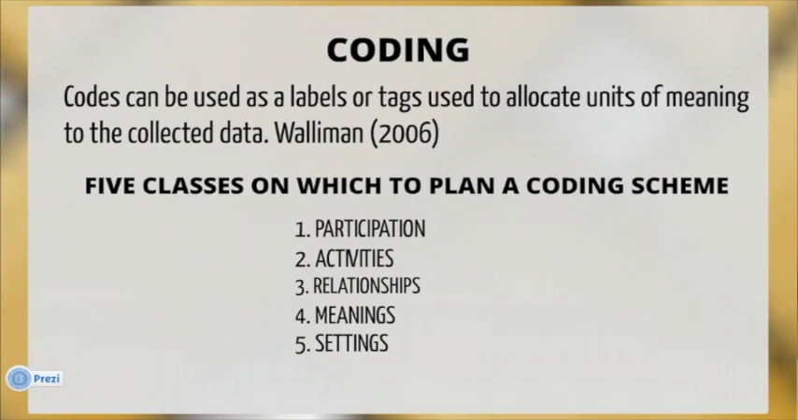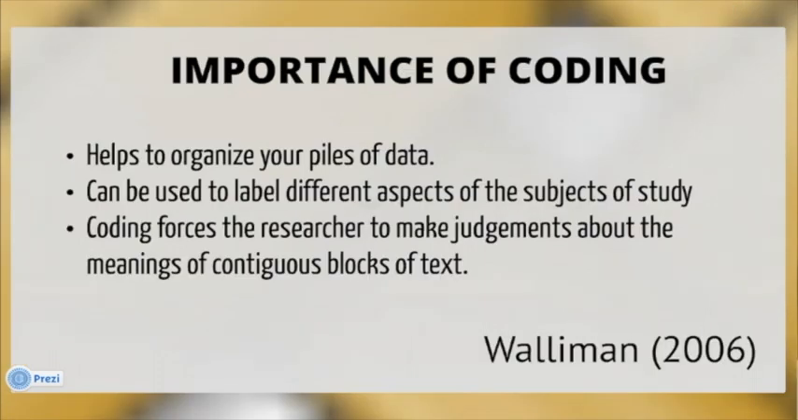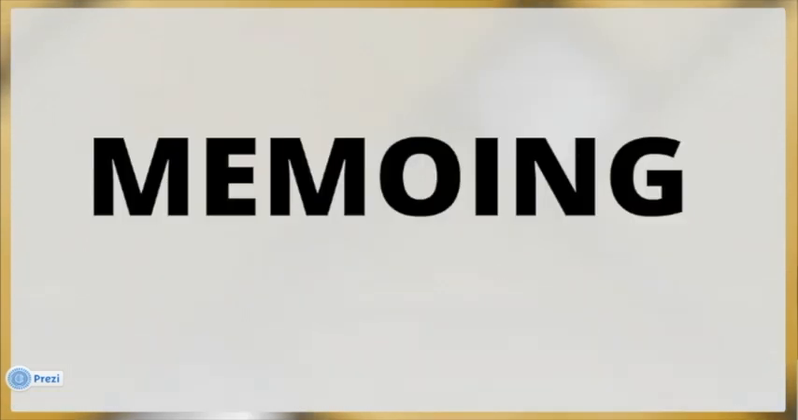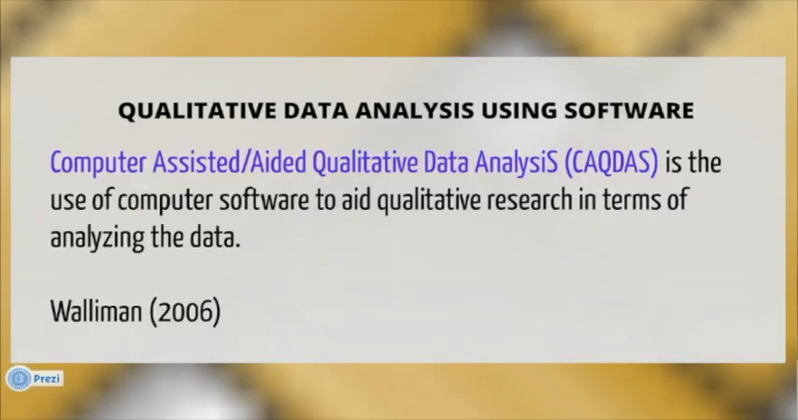5 classes on which to plan a coding scheme: participation, activities, relationship, meanings, and setting. Importance of coding. It helps you to organize your piles of data. It can be used to label different aspects of the subjects of study. It forces the researcher to make judgments about the meanings of contiguous blocks of text. Memoing. It is a method of recording the thoughts and ideas of the researcher as they evolve throughout the study.